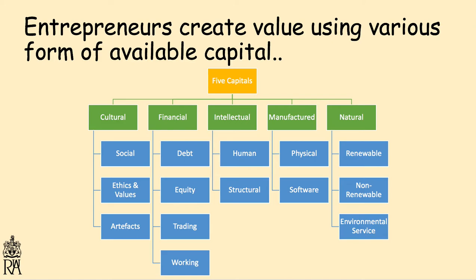The fourth form of capital is manufactured. Here we split it into physical and software. We might have machinery that we use for manufacturing our goods and services, but we also may be using a lot of software. So the fact that I'm recording this video now on a piece of software is some manufactured capital that I could use to form a business.